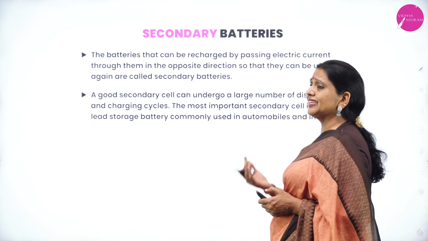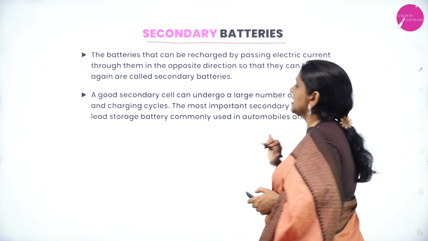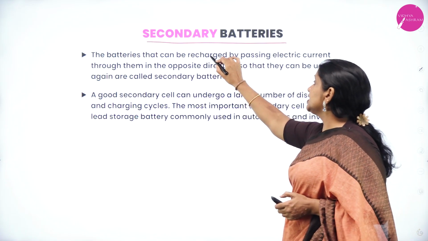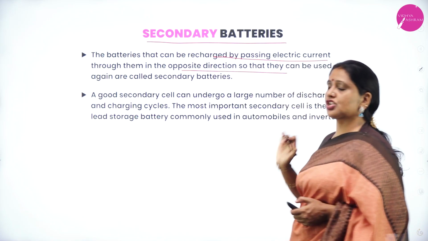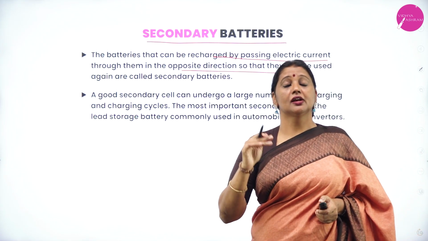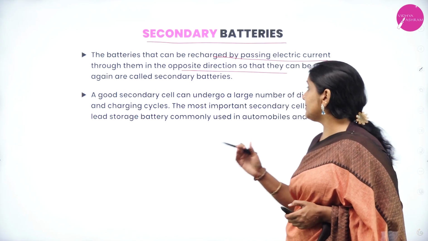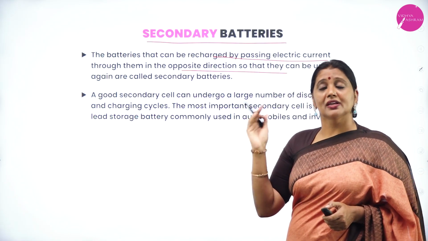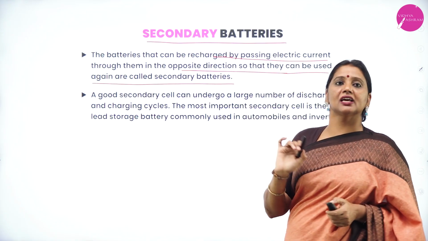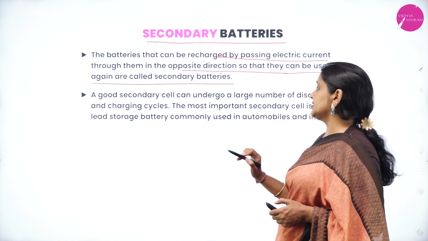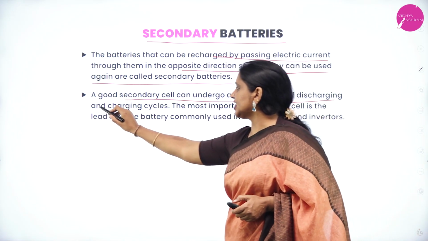Now, secondary batteries. Secondary batteries can be recharged by passing electric current through them in the opposite direction. Primary batteries cannot be recharged, but secondary batteries can be recharged in this way so that they can be used again and again. They are called what? Secondary batteries. A good secondary cell can undergo a large number of discharging and charging cycles.